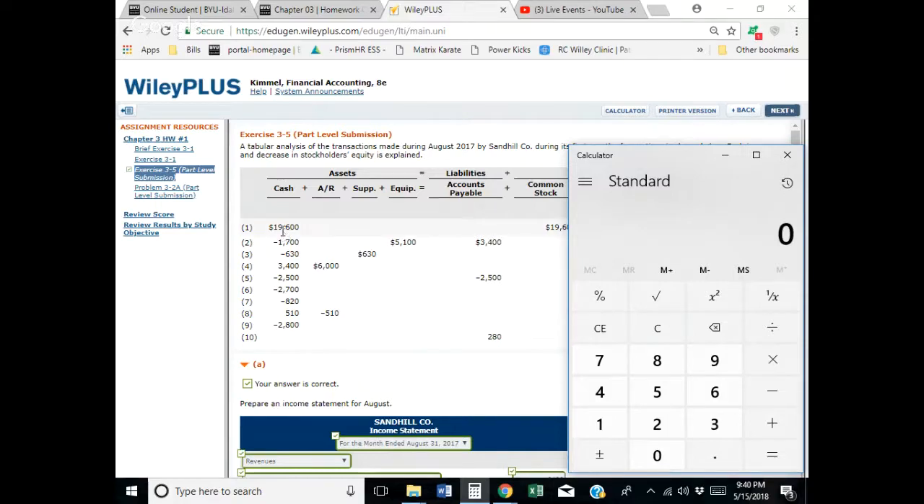The first item is $19,600. I'll enter that. Next we have negative 1,700. I'll subtract 1,700. With that we have negative 630. Subtract 630. Next is 3,400, so we'll add 3,400. Next is negative 2,500, so we'll subtract 2,500.